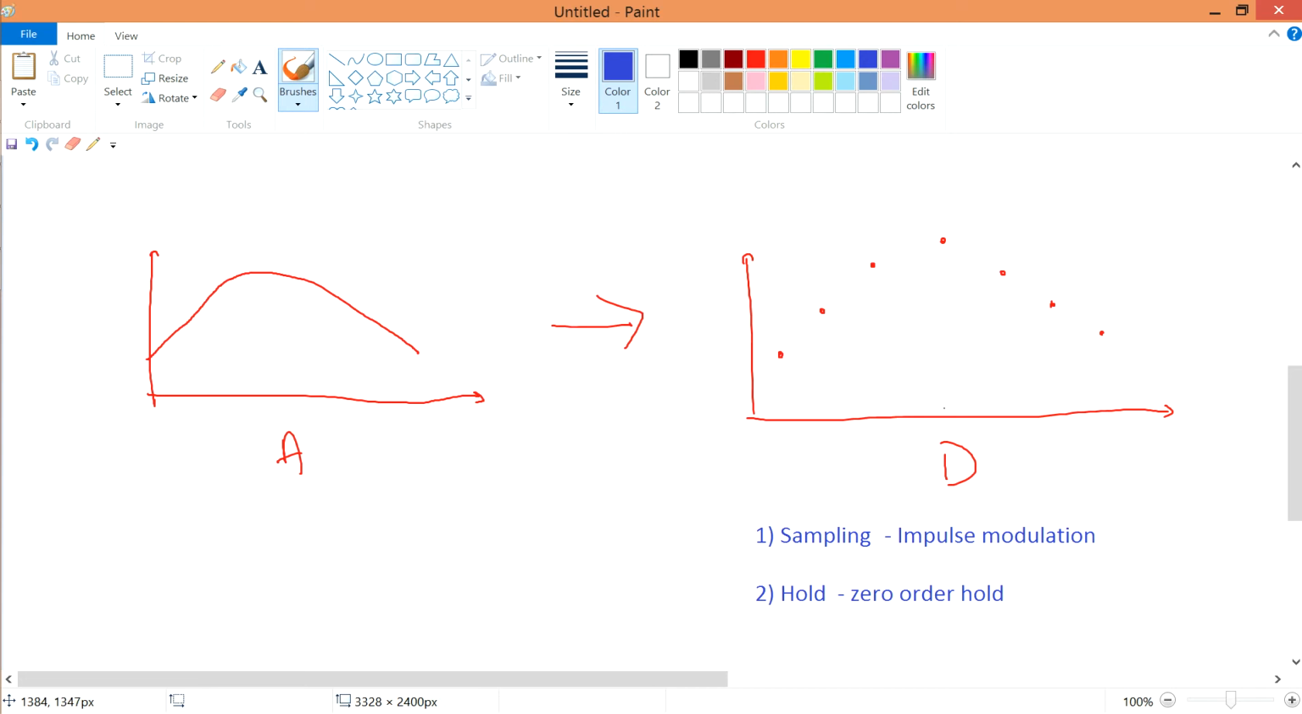Therefore, in our next videos we will work through some equations using the impulse modulation and the zeroth order hold equations that we'll use also. I'll see you in the next video because this is just a simple introduction.